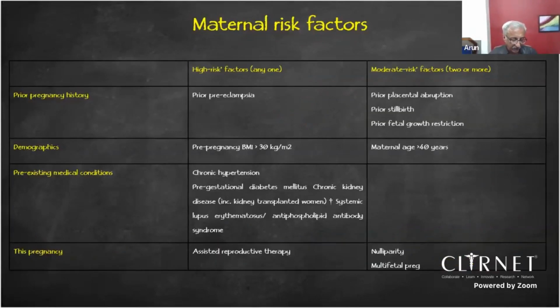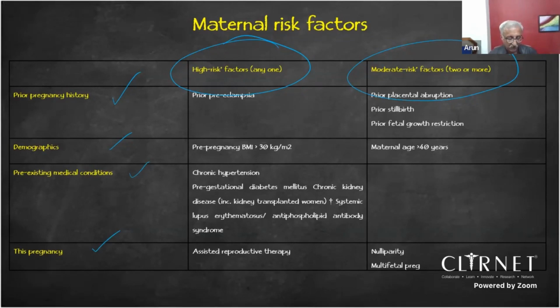Now, these are the maternal risk factors. These are available in the books. There are high risk factors, any one, or moderate risk factors, two or more. They can be prior to pregnancy, demographics, depending on the patient's weight, pre-existing medical condition, and what happens in this pregnancy. These are the maternal factors.